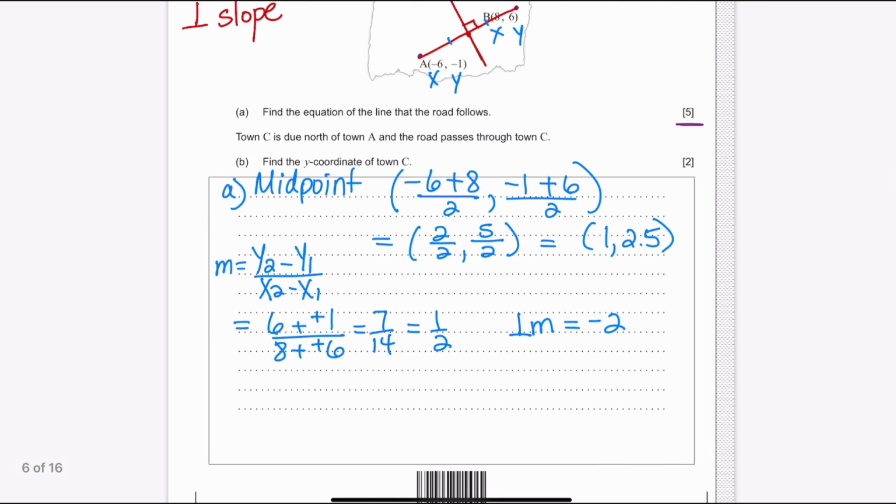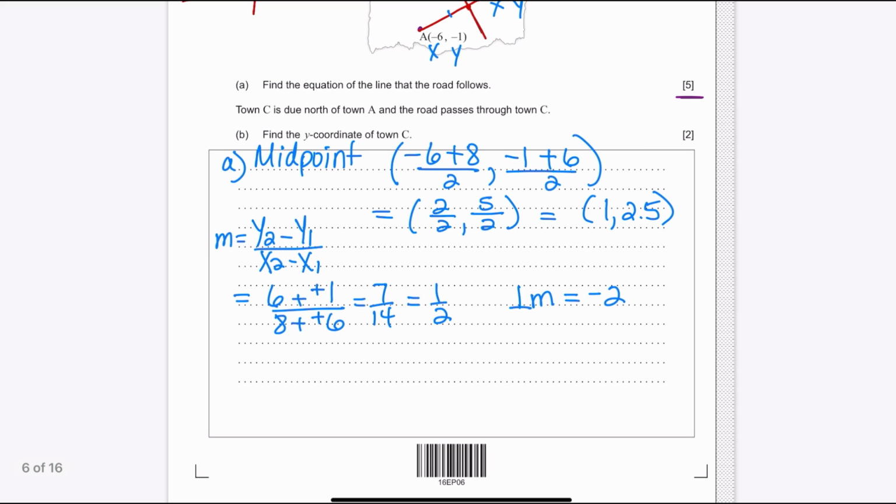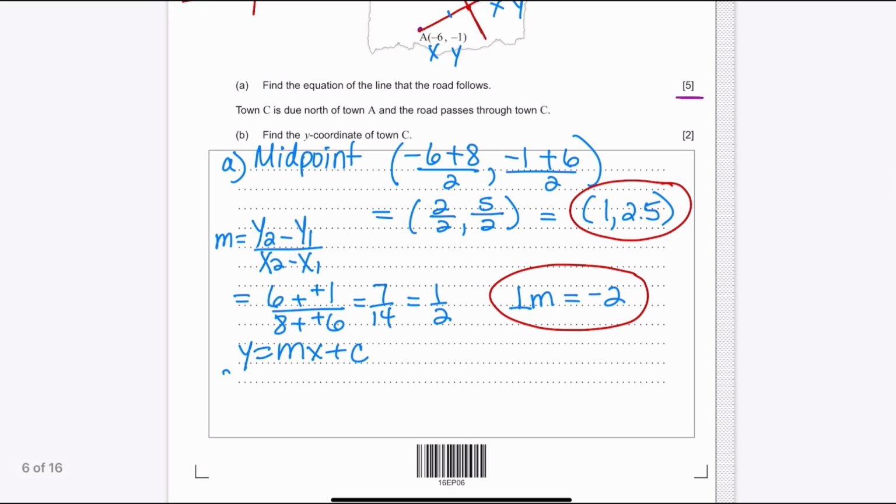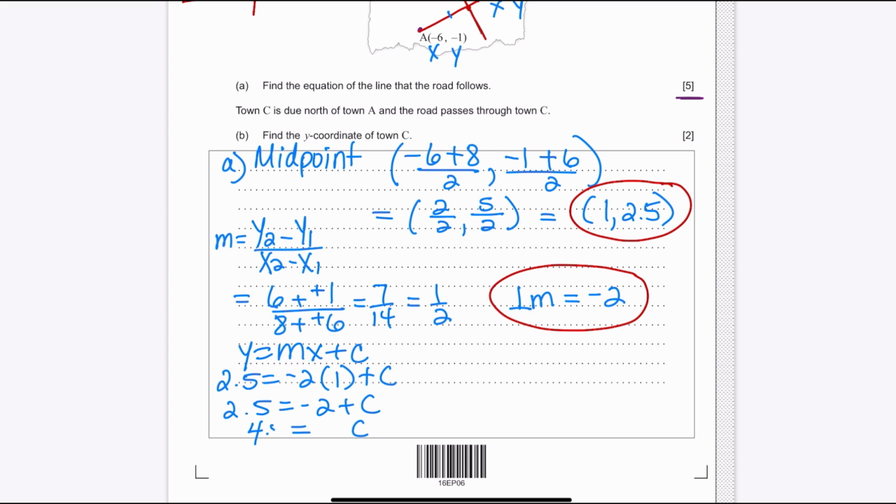Now I have to find the equation of the line. This line has to go through the midpoint with this slope right here. So I'm going to write y equals mx plus c. For the y value, I'm going to use the y coordinate, 2.5. For m, it's -2, which is the perpendicular slope. For x, I replace it with 1. 2.5 is equal to -2 plus c. Add 2 to both sides, and I get 4.5 is c. So the equation becomes y equals -2x plus 4.5, and that is going to be my final answer.